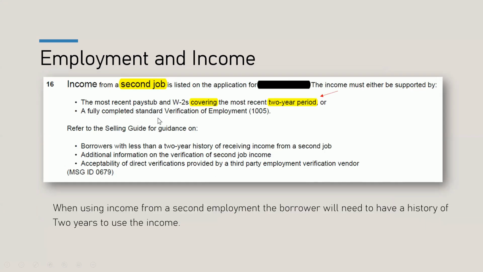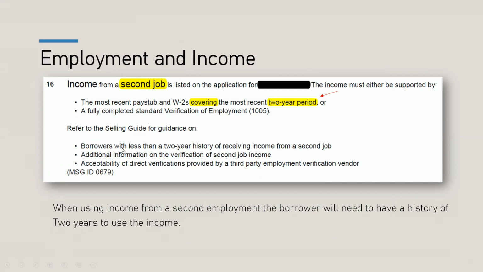For second jobs, keep in mind, they do have to have a 2-year history of receiving income from the second job. So we are going to need, again, just like the first job, a most recent pay stub and W-2, but this one will say a 2-year period. If you're going to use the first and second income, we do need to be able to have that. And again, it is saying that they do need to have a 2-year history.